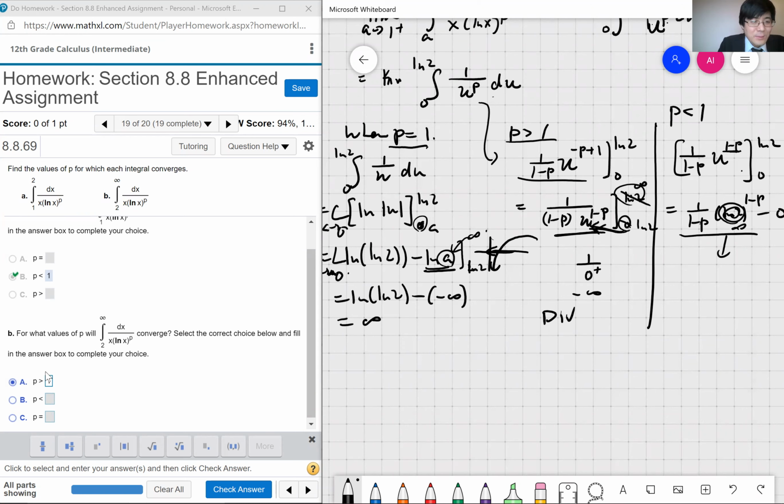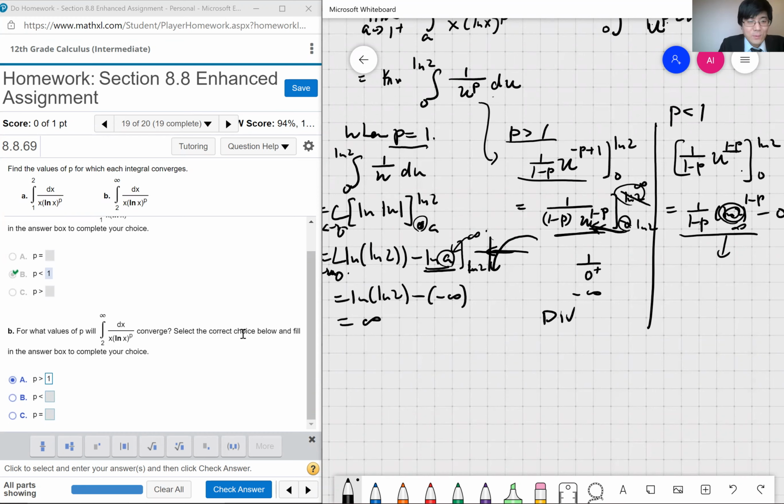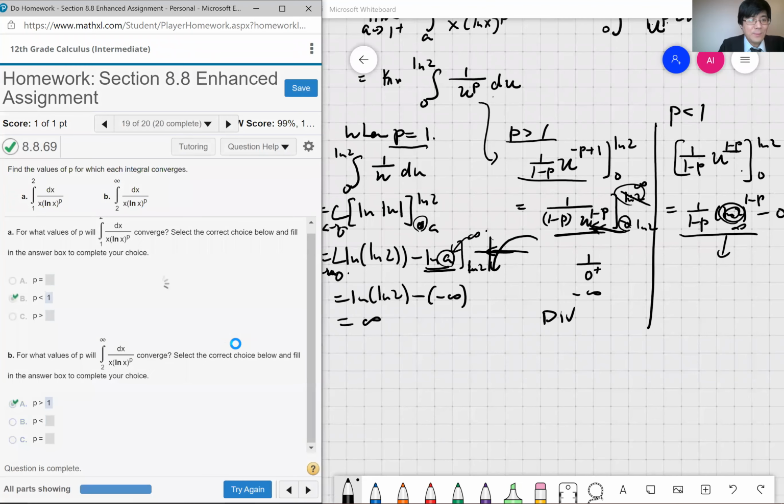So it's going to just switch: p greater than 1, less than 1. So this is going to be the convergence. Yeah. Okay.